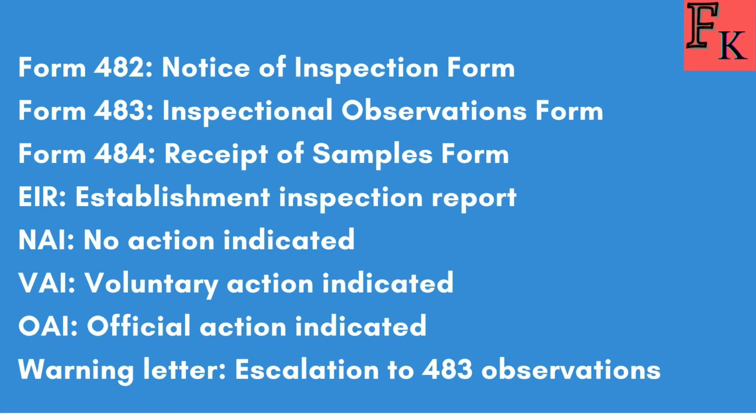So here we are. Today we discussed Form 482, Notice of Inspection Form; Form 483, Inspectional Observation Form; Form 484, Receipt of Sample Form; EIR, which means Establishment Inspection Report; NAI, no action indicated; VAI, voluntary action indicated; OAI, official action indicated; and warning letter, which means the escalation of the 483 observations.